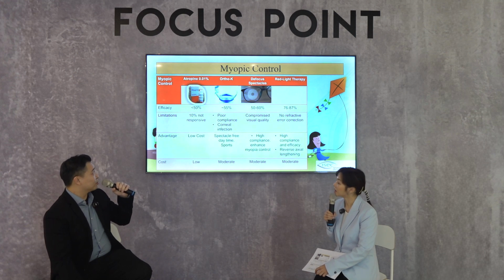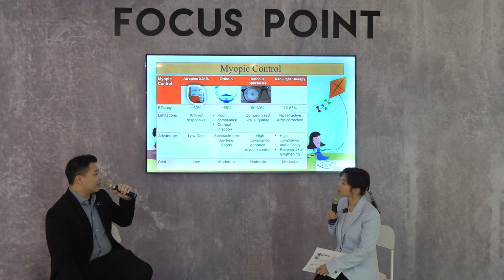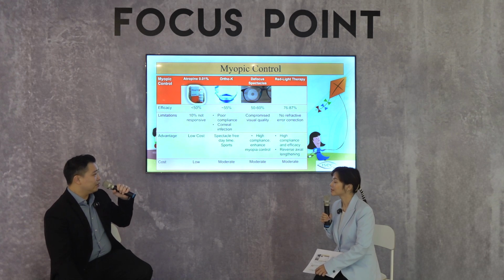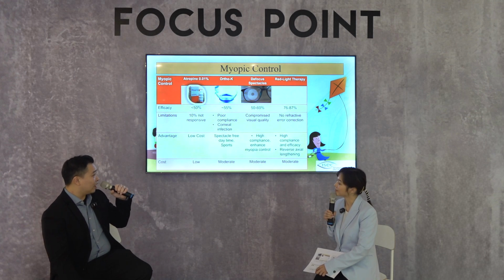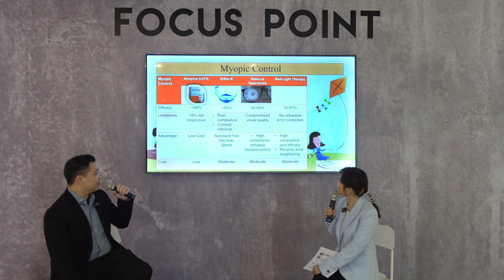So apart from that, there are also defocus spectacles with a special lens. Yeah. So this shows a better efficacy of 50 to 60%. However, because of the defocus zone, it compromises our visual quality. So the alignment of the glasses is very important. However, because the child is depending on the glasses to correct their refractive error, the compliance rate is very good. Yeah. So the efficacy is actually not bad, 50 to 60%, but the glasses can be quite costly.